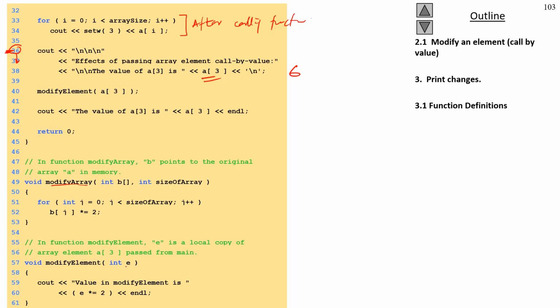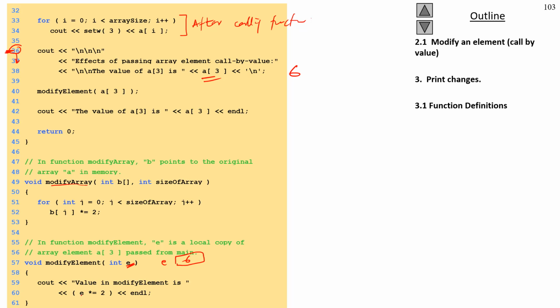Now what is modify element doing? Here you are passing a variable by value, not by reference. It means a of 3 and e are two separate locations. If you change e, you are not changing a of 3. This is passing by value. So once you pass by value, the value of whatever was in a of 3, which is 6, is copied to a new variable called e. So e is a new variable which has the value 6.